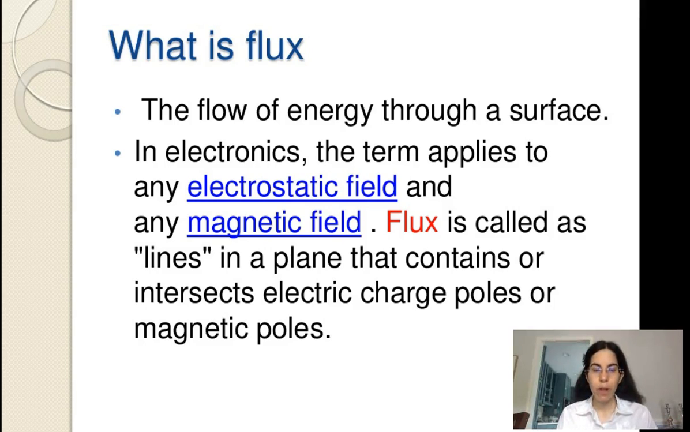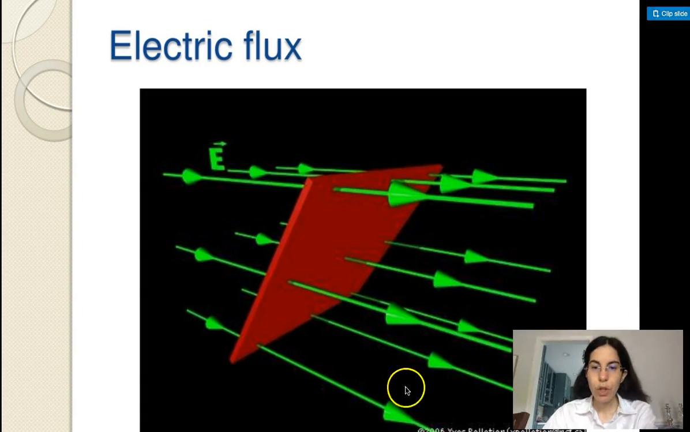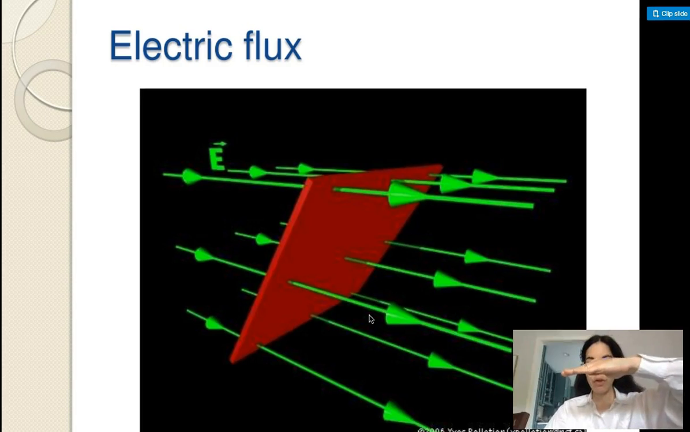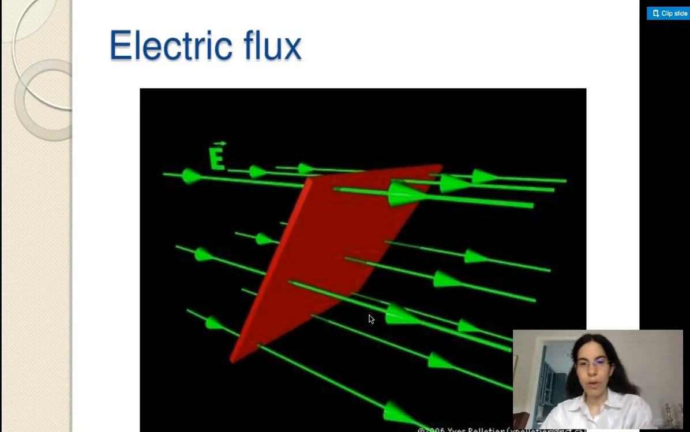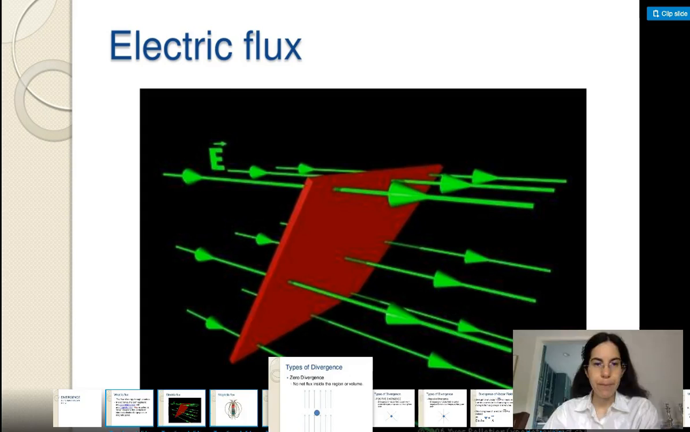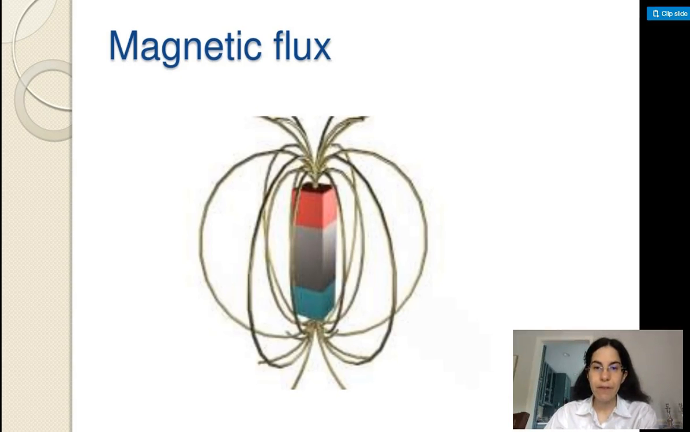We draw flux like we draw field lines, and we look at the cross-sectional area of the plane in the neighborhood of electric charges or magnetic poles. So here's the electric field, and we can look at the electric flux through this plane, that plane, or the other plane. Similarly, we can look at the flux through a magnetic field at any point in the plane.